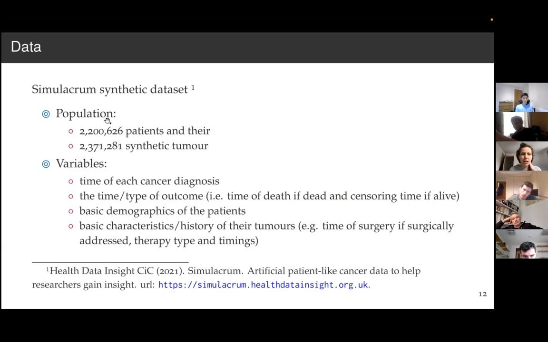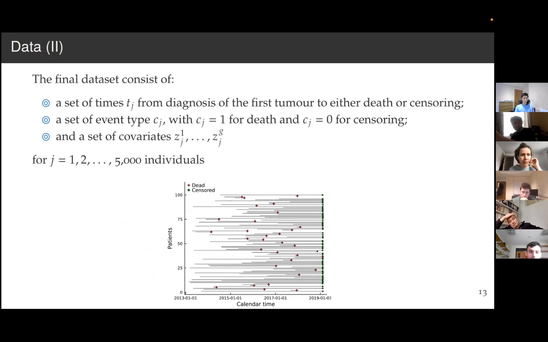It includes data on more than 2 million patients and their tumors. And it records many variables, including the time of each cancer diagnosis, the time and type of final outcome, where the final outcome can be, for example, death or censoring if the patient is still alive and being followed up, and basic demographics of the patients and characteristics and histories of their tumors, for example, the time of surgery or the stage of tumor at diagnosis. So this is the kind of data set that we will work on.